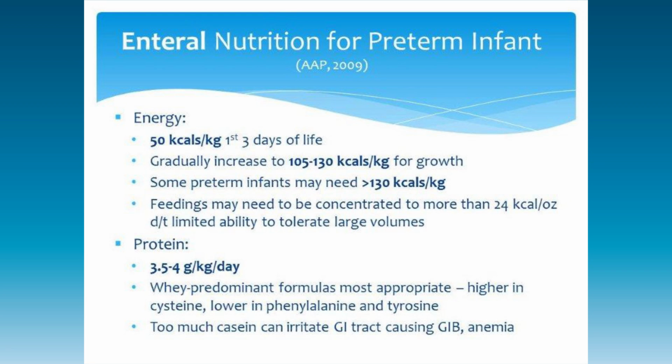For protein, 3.5 to 4 grams, so that's higher. Whey predominant formulas are better for this population because of their immature GI tract. So that's going to be easier for them to digest.